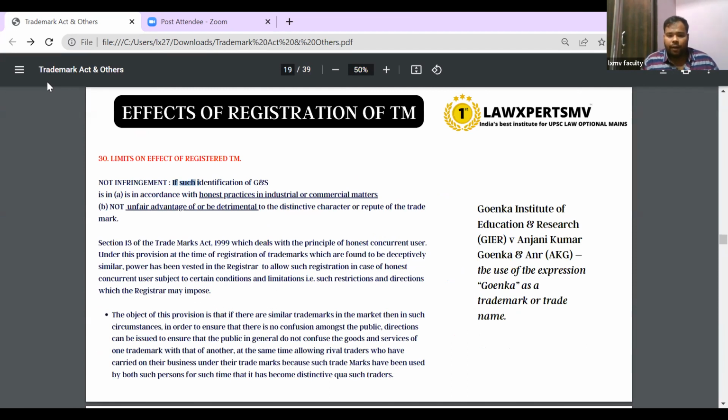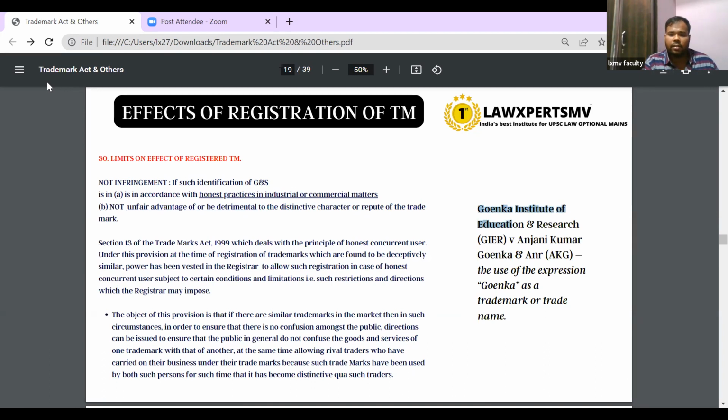So if a particular trademark or trade name is used in accordance with honest practices with respect to that particular industrial or commercial matter, that won't be an infringement, first thing. And second thing, as per the law itself, if it is not taking any unfair advantage or if it is not detrimental to the distinctive character or to the reputation of the trademark, then it is not an infringement. So we don't have many case laws or examples for this particular section, but there is only one case law in this regard.